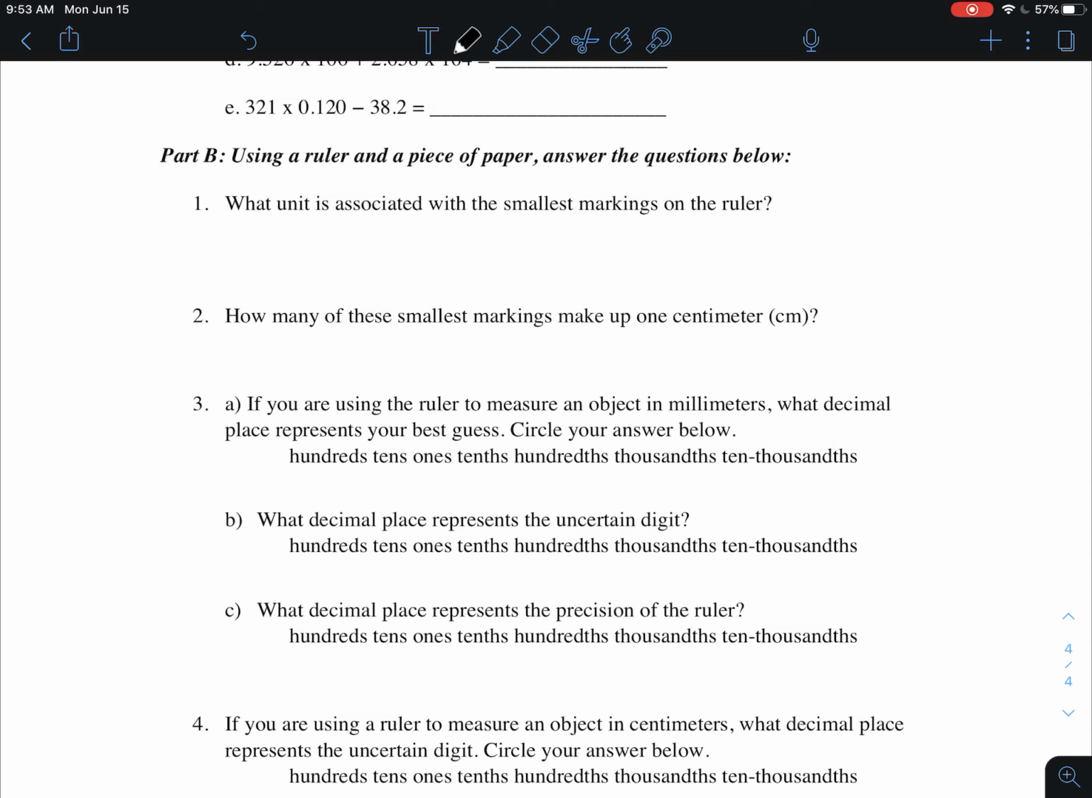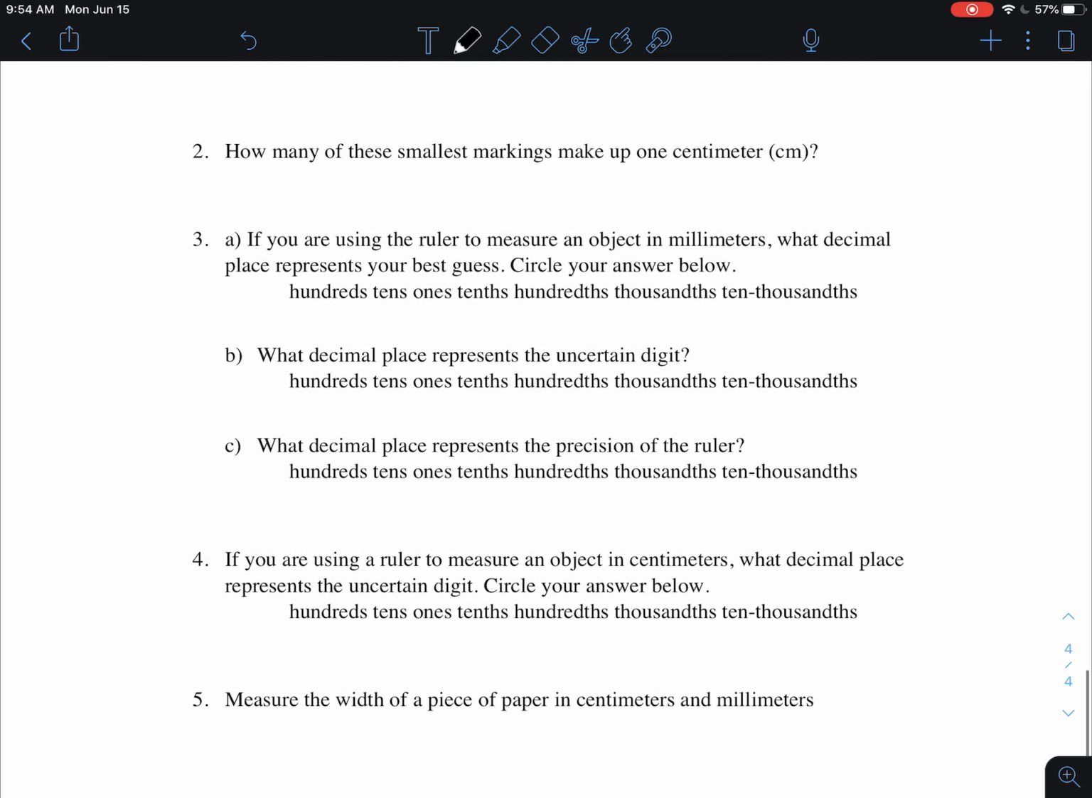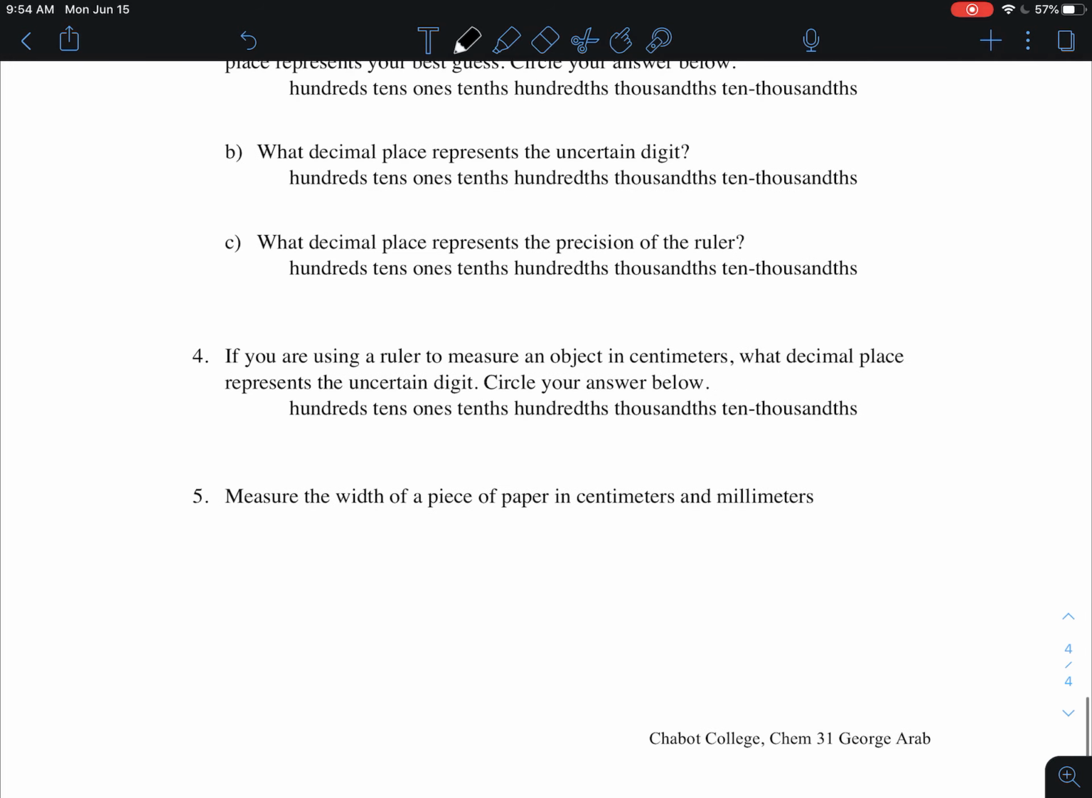And then here in part B, I want you to take a ruler and a piece of paper and answer the questions below. Doesn't matter what ruler, doesn't matter what piece of paper. Now these questions will vary for everybody. But what I'd like you to do is write the unit of whatever ruler you're using and the markings of the ruler. I want you to go through and determine whether the smallest markings are to the tenths spot, hundredths, and then go through what we did in the exam.